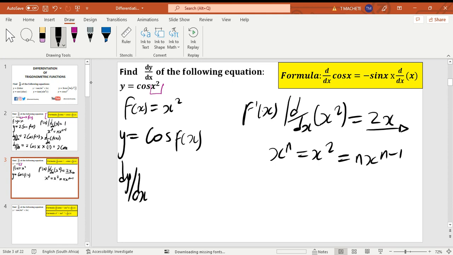Then when you differentiate this, when you say dy over dx of this, differentiation of cos, go to your derivative table.